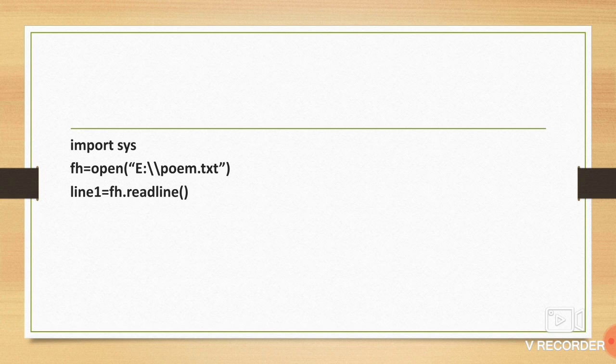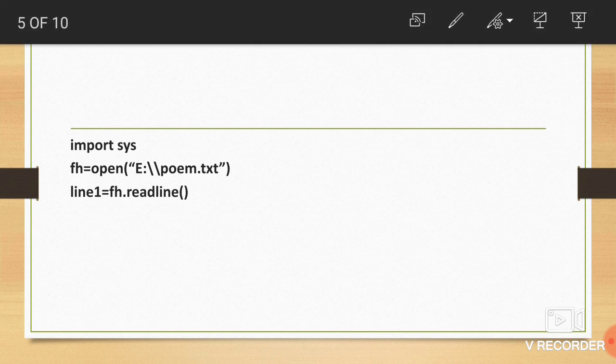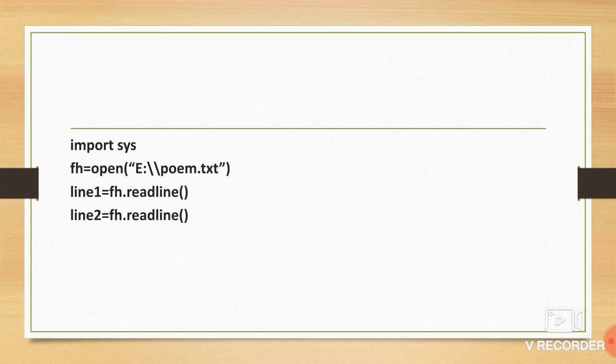So what is the use of readline? We see in this reading from files functions. Python provides three types of reading from files functions: read, readline, and readlines. It is the second one, readline. It will read a single line from the pom.txt. Readline will read the first line of the poem and assign it to line1. So line1 now has the first line. Line2 equals fh.readline. Again we are reading the second line.